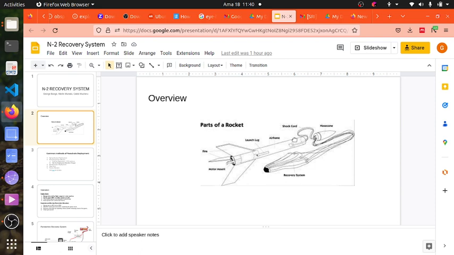So what happens? The ejection happens here and separation happens here. When separation happens, then the parachute is thrown out in the air, filled with air, and then the rocket can now descend softly.